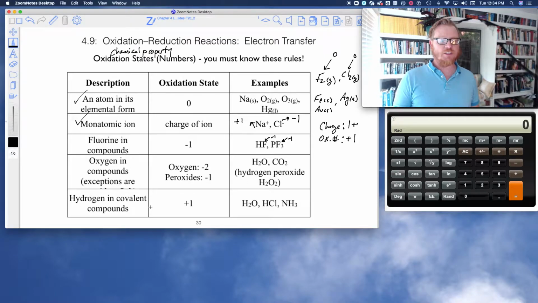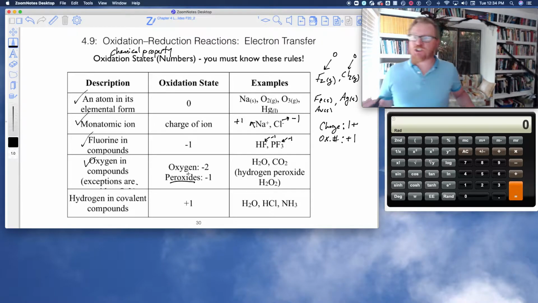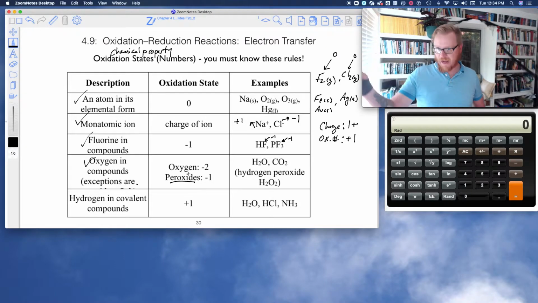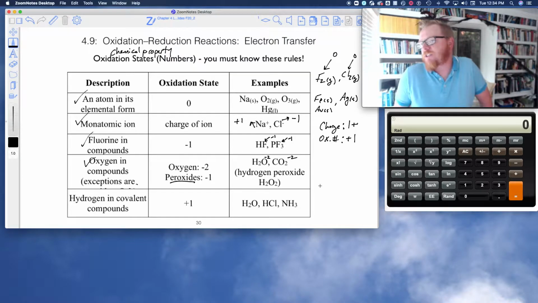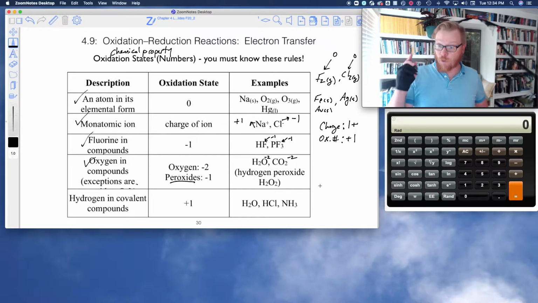So oxygen, oh, I just realized my exceptions got cut off. Exceptions for oxygen are hydrogen peroxide. So let's talk about the main rule first. Okay, we did fluorine. So oxygen is almost always -2 for its oxidation state, because its charge in compounds is almost always 2-, right? So for example, in water right here, this oxygen has an oxidation state of -2. This CO2 has an oxidation state of -2. However, the one exception I want you to know for oxygen is hydrogen peroxide, okay?